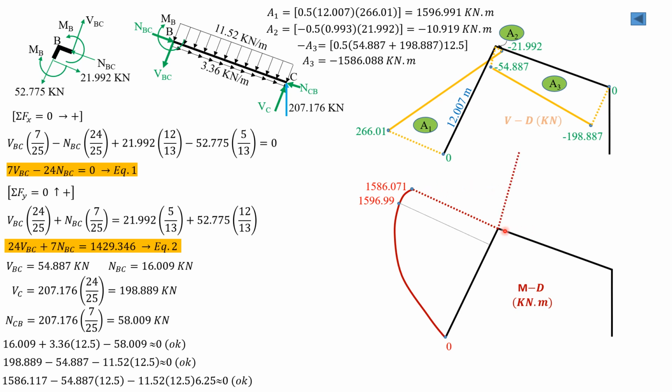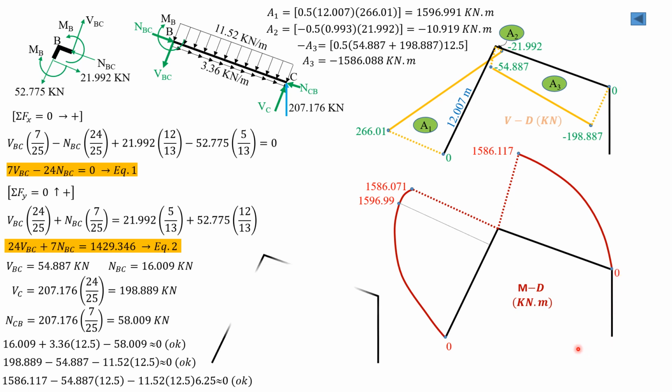Then we begin with 1586.071 moment at B, or 1586.117. They should be equal, but I still stick to 1586.117, which was the moment at B. Then plus area 3, which is negative 1586.008. So that closes almost 0 there. So this is the moment diagram. And here, there's no moment diagram. There's no moment in this member here.